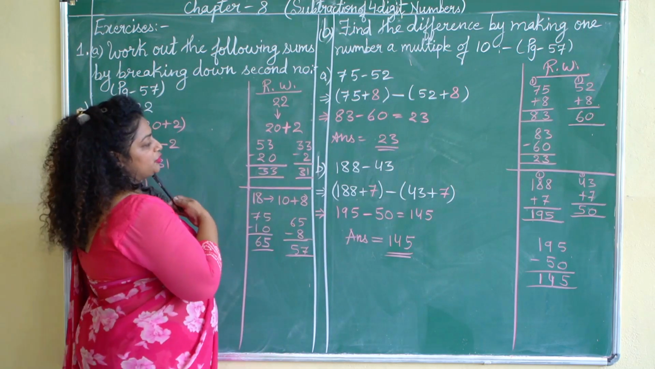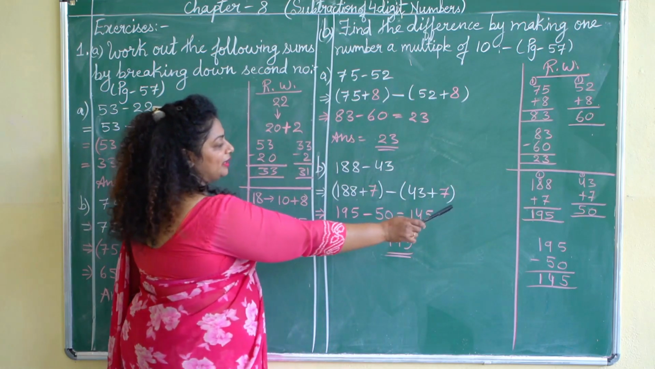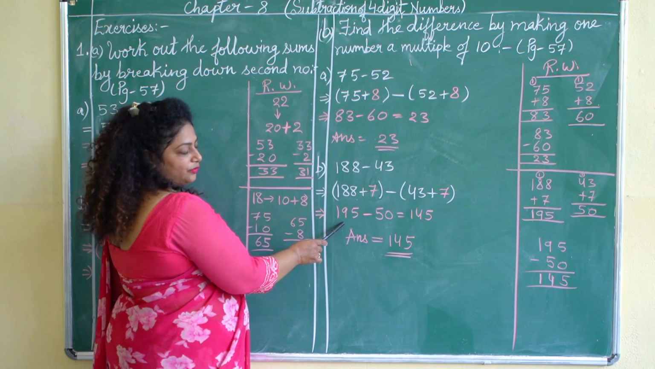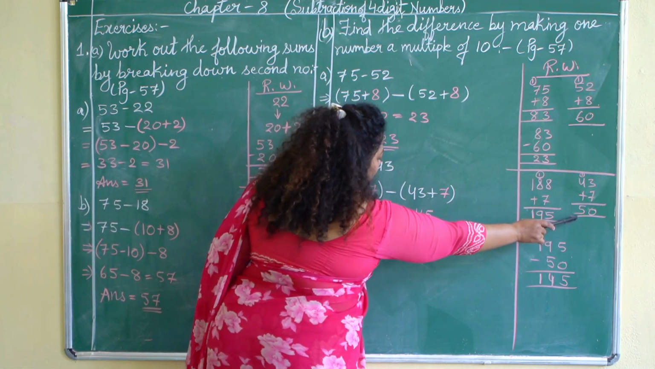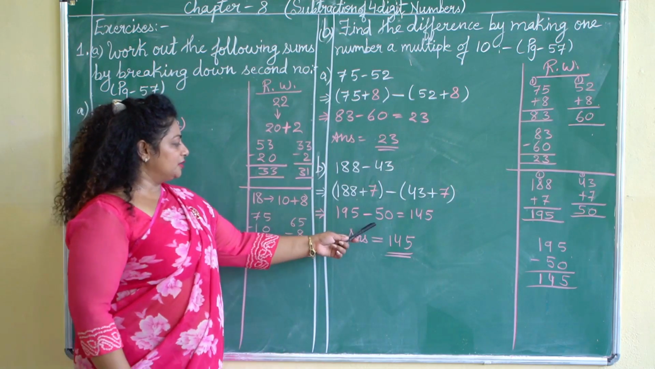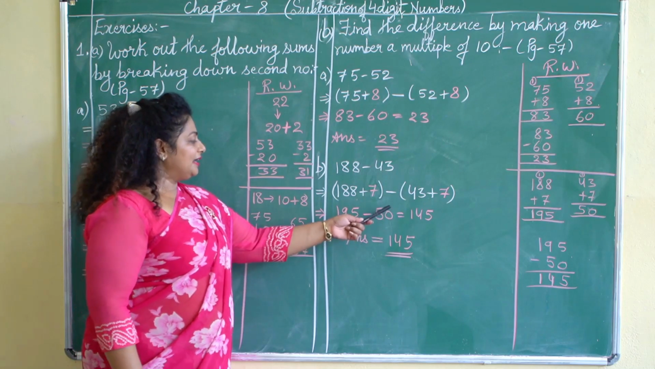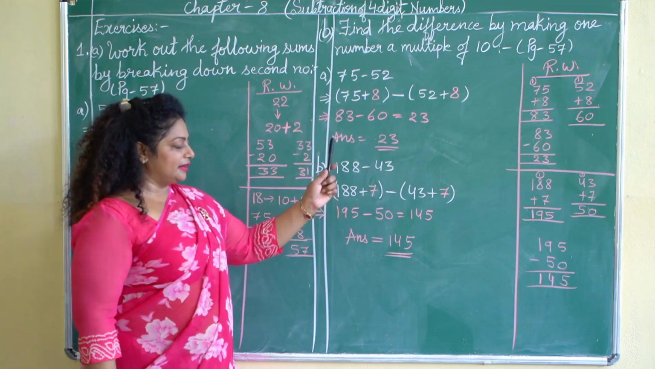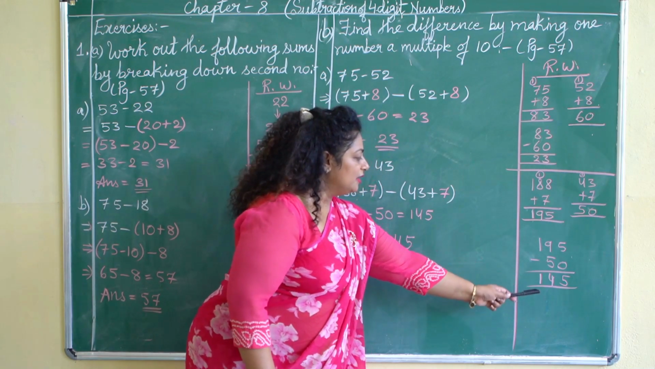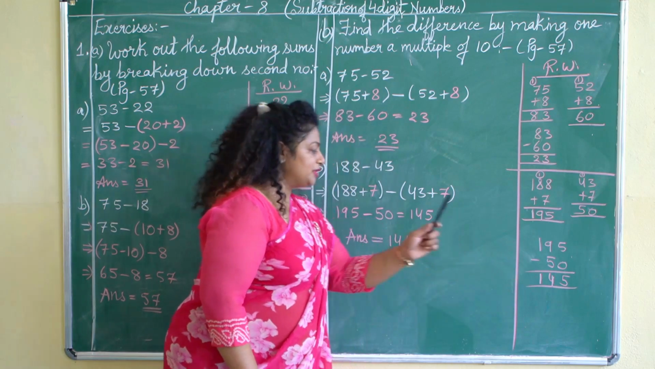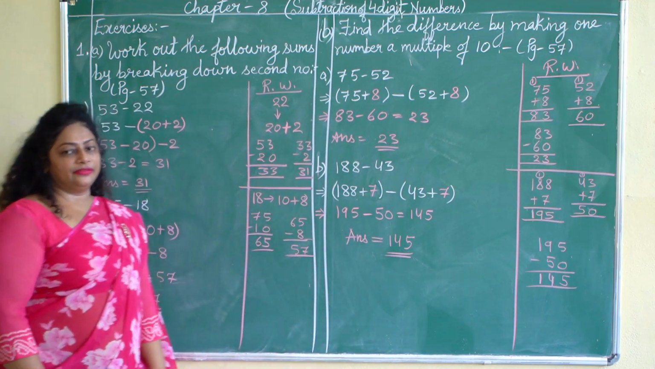Now I have shown you in the rough column 188 plus 7 will give you 195. Let's write over here, note down minus sign. 43 plus 7 will give you 50. Let's note down over here. So now we got 195 minus 50. Again this part I have solved in the rough column, that is 195 minus 50 will give you 145. So the answer we got is 145.